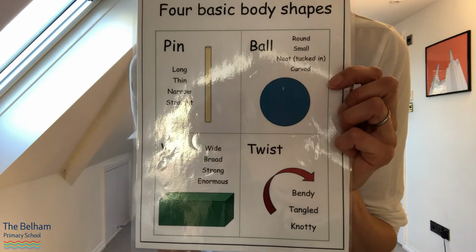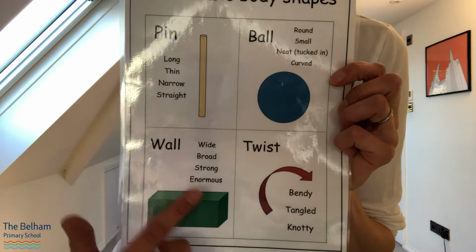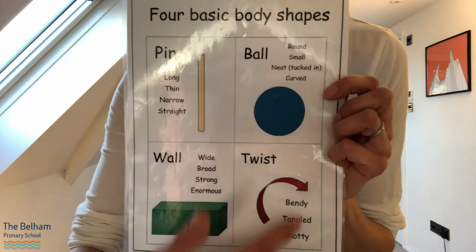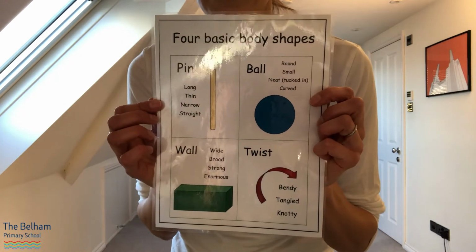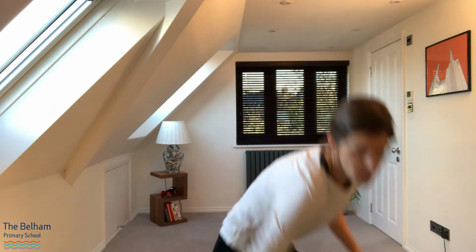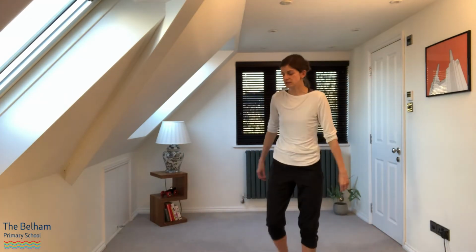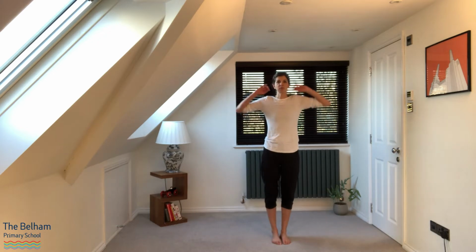So we can do that with our bodies. So pin, ball, wall, twist. And in dance, we can put these in any order and they make our dances look really, really interesting. So pin, ball, wall, twist. I think we need to try some of these. So come back into your space and I want you to show me a pin shape with your body.